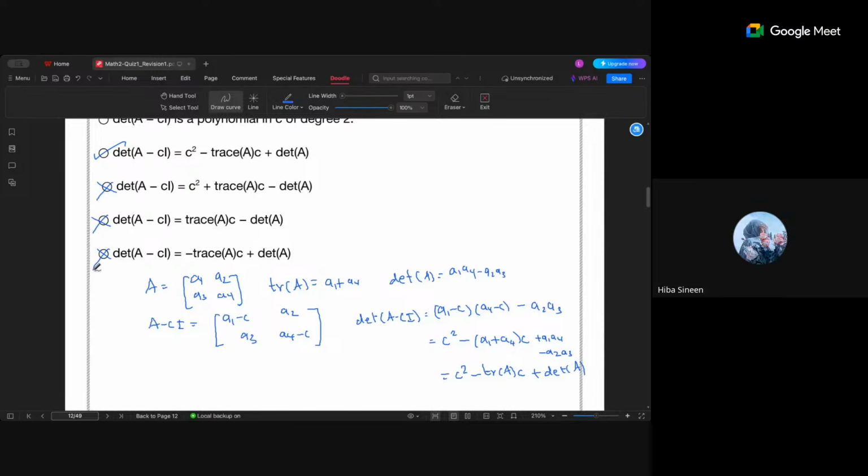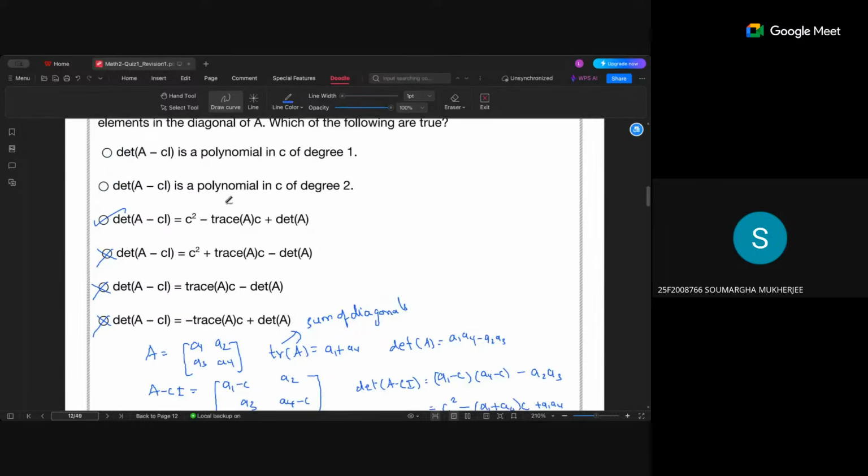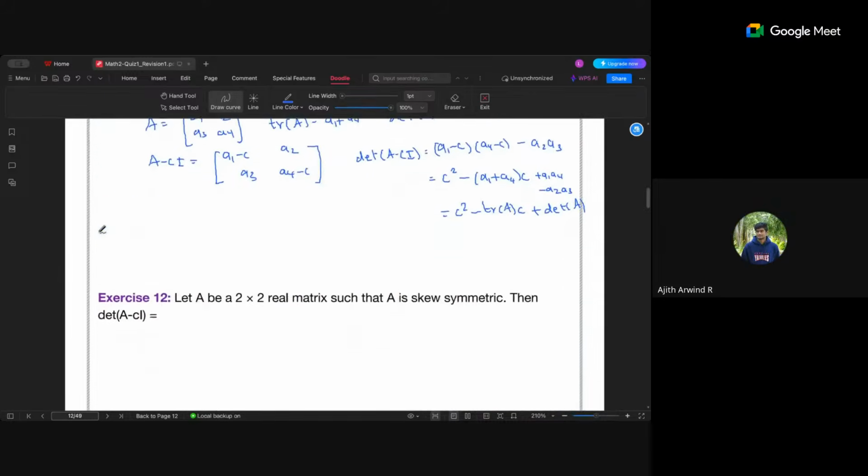Ma'am, what was trace? Sum of the diagonals, the sum of the diagonal elements. Also, ma'am, this is a polynomial in C. Yes. Clear?